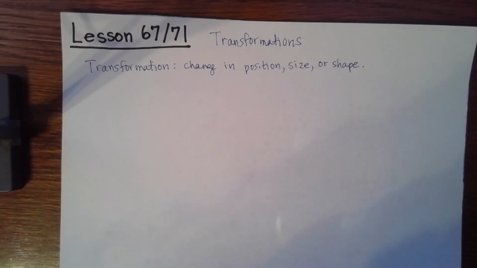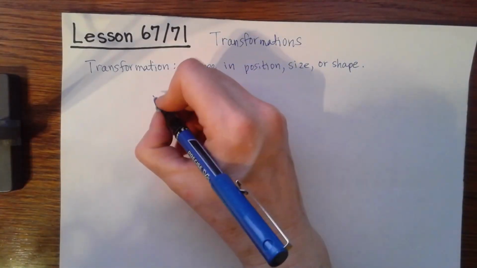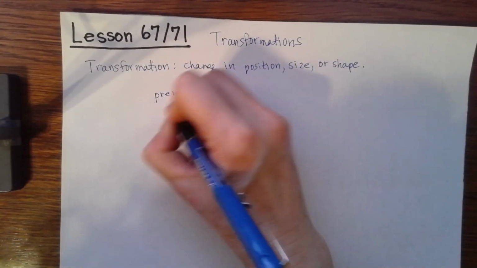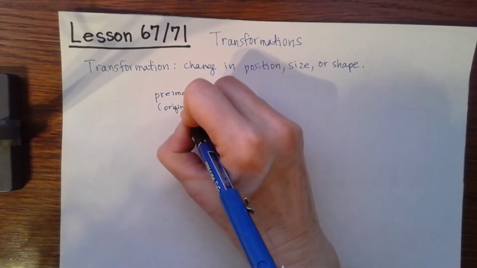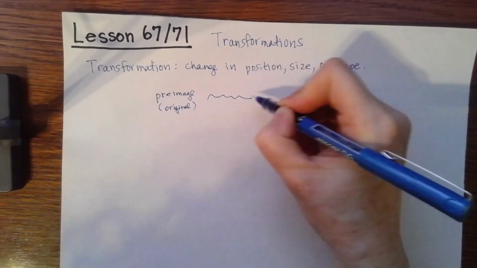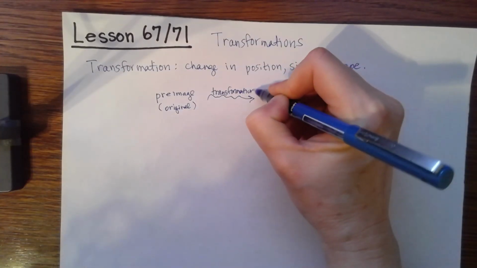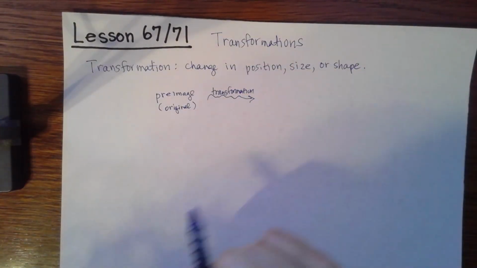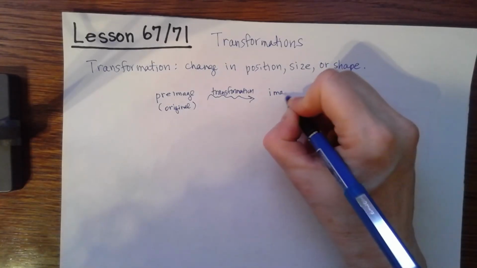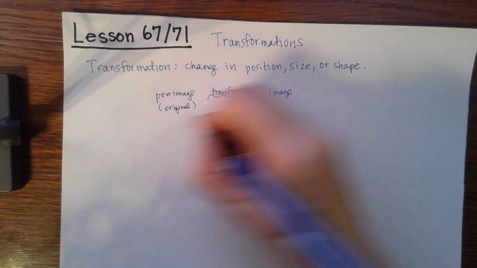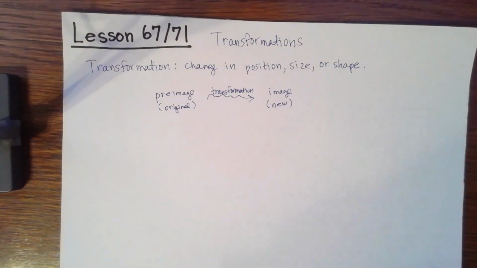So we are interested in a certain class of transformations. All transformations, their job is to take some shape, which we call the pre-image. Okay, this is the original. And we're going to do some kind of transformation. And we change it, and the result that we get after we do the transformation is called the image. So this is the original, and this is the new shape that we get.